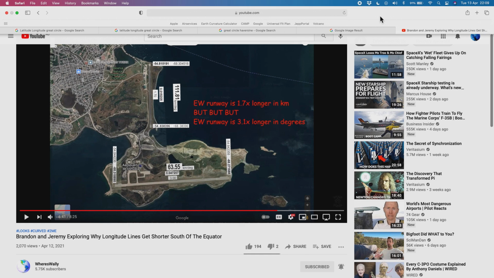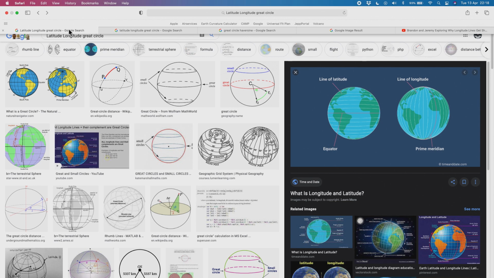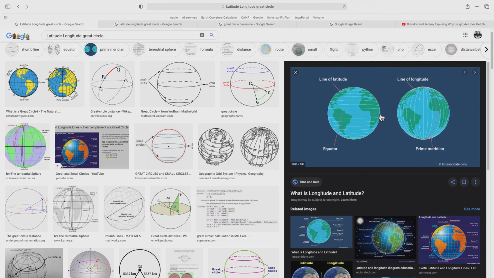He looks at the length of the runway and the coordinates at each end of the runway, which are very accurately known. And the results of his analysis are extremely bad news for flat Earth. So to help you understand why his results are clear evidence supporting the globe, we're just going to revise latitude and longitude again. As you know, we can use latitude and longitude to define accurate positions on the Earth.